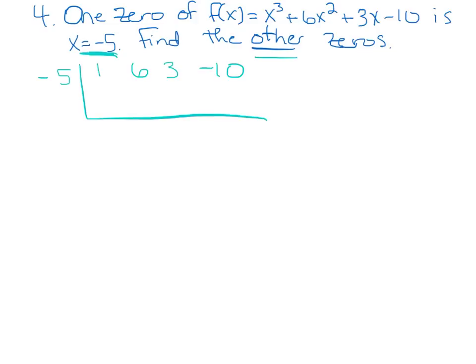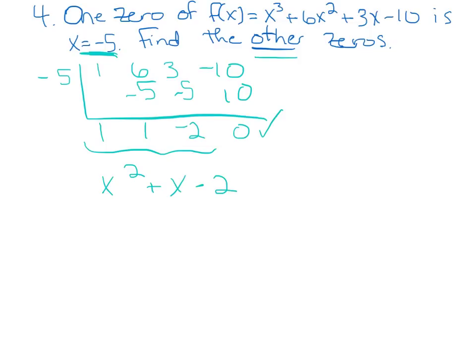Okay, here's our setup we're going to use for our synthetic substitution. We bring down the 1, multiply, we get negative 5, that's a negative 4. We get negative 5 again, and we're at negative 2. Negative 2 times negative 5 gives us a 10, and we get 0. Nice checkpoint for us. We should get zeros here. So our other polynomial that we're dealing with is x squared plus x minus 2.